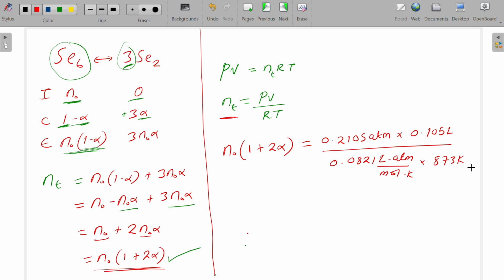That's what we are going to have here. Now remember, we found the initial number of moles earlier on. We're going to replace them in the next step here. Let's just do mathematics on the other side.